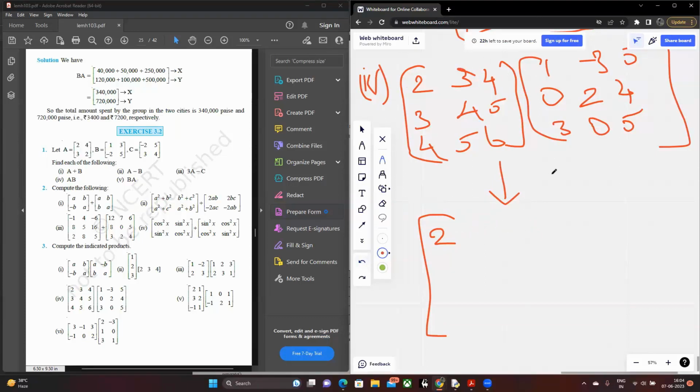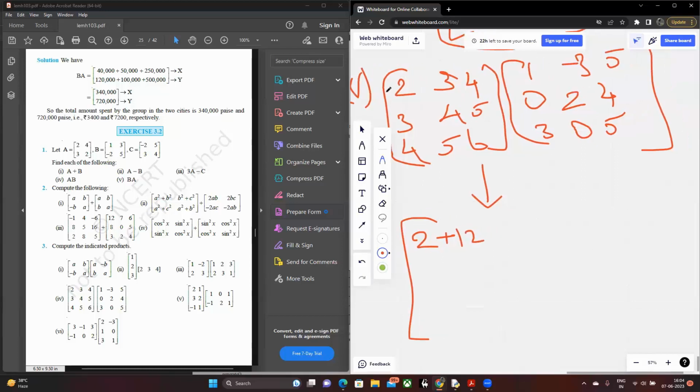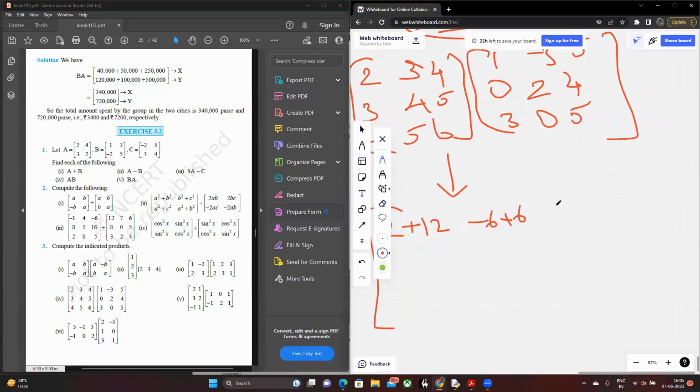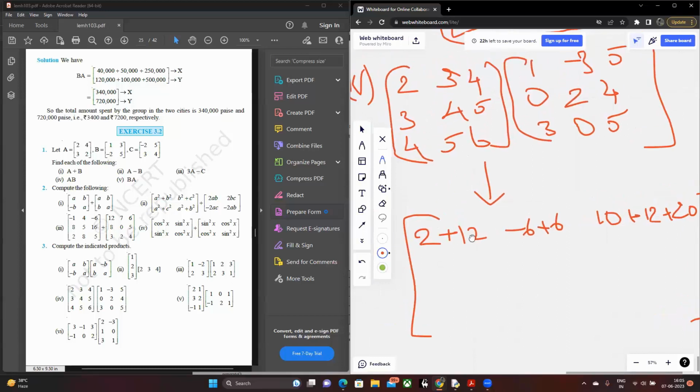This is going to be 2, 3, 4 into 1, 0, 3. That is 2 plus 0 plus 12. Then you'll have 2, 3, 4 into minus 3, 2, 0. That is going to be minus 6 plus 6 plus 0. I'm not adding the 0. And then you'll have 2, 3, 4 into 5, 4, 5. That is going to be 10 plus 12 plus 20. And then you'll have 3, 4, 5 into this.